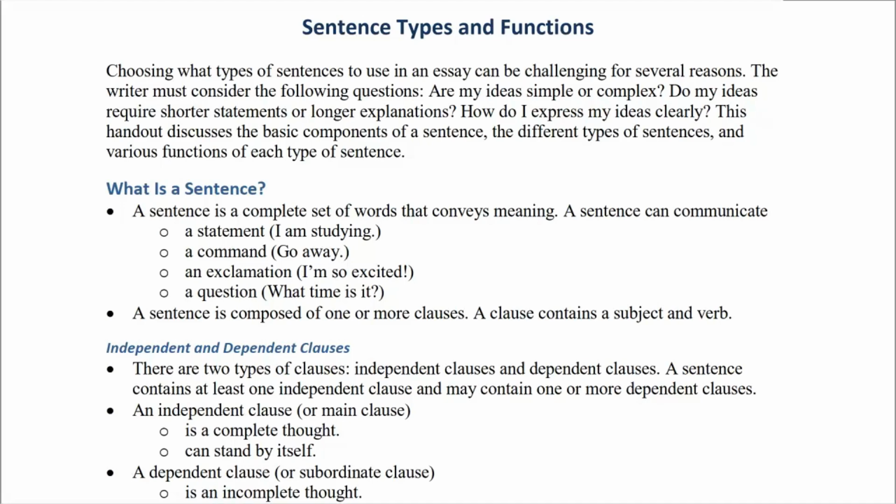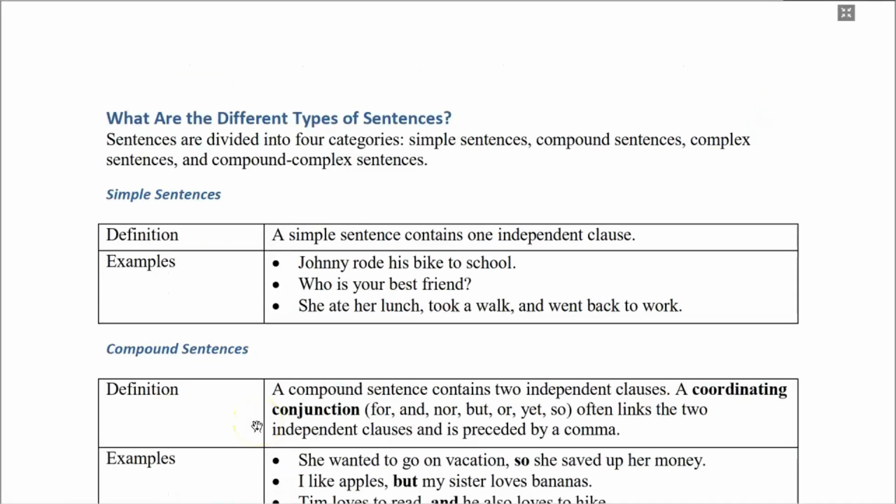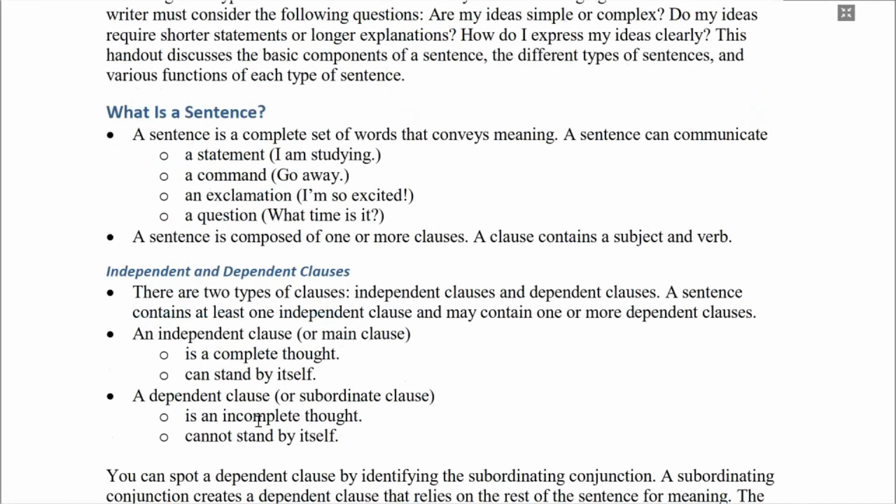Now, let's talk about independent and dependent clauses in the English language. There are two types of clauses. We have independent clause and we have dependent clause. A sentence contains at least one independent clause. For you to have a sentence, your sentence must have at least one independent clause. Along with the independent clause, it could have one or more dependent clauses. It is fine.